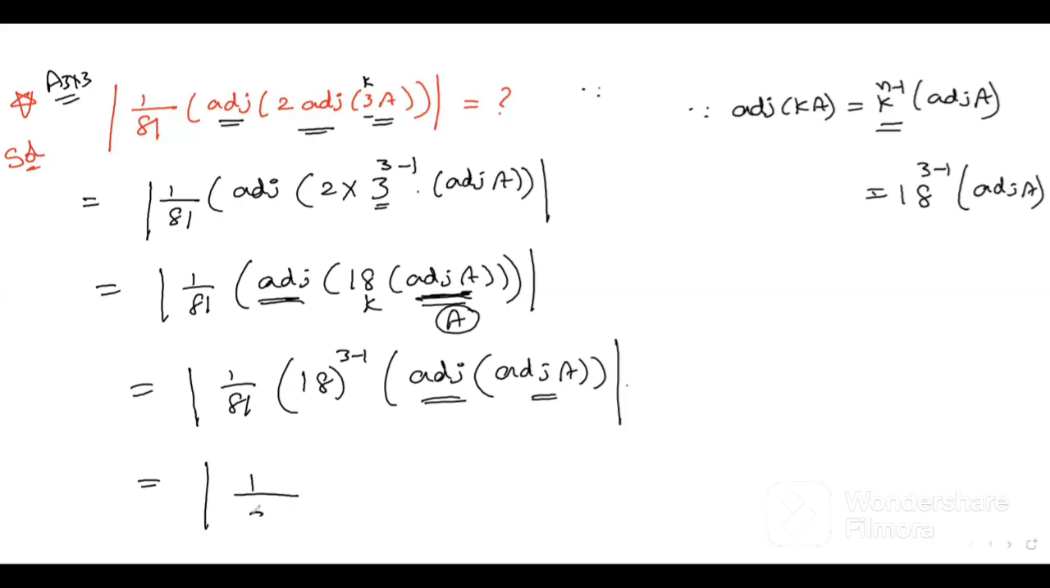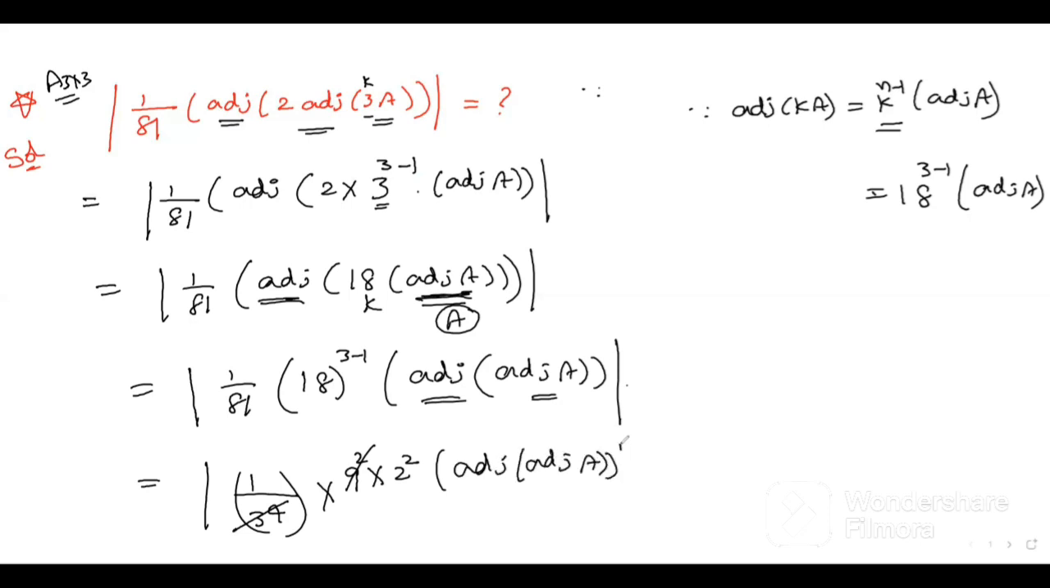81 can be written as 3 to the power 4, into 18 power 2. 18 into 18 can be written as 9 square into 2 square. Here 9 square and 3 to the power 4 get cancelled, into adjoint of A.